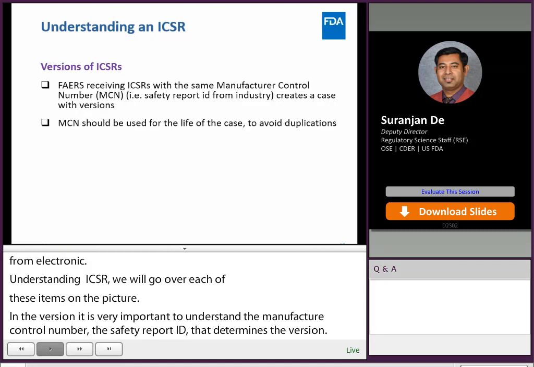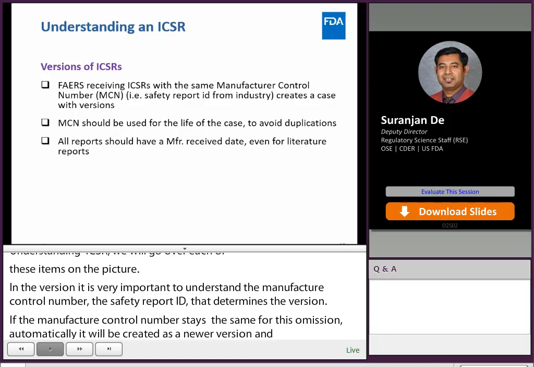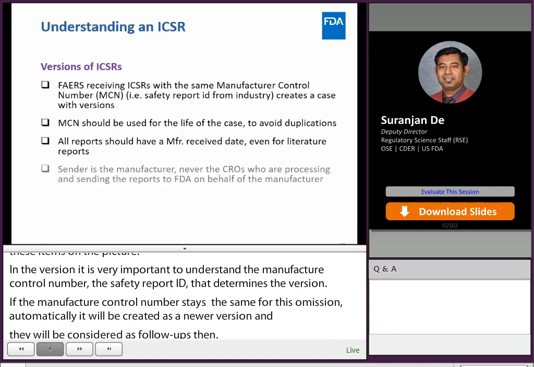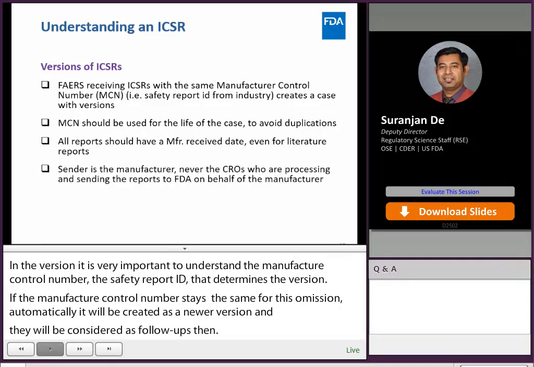The MCN should stay for the life of the case to avoid duplicates, and all reports must have the manufacturer receipt date, even for literature reports, and the manufacturer's name. The sender organization is very important. Even though a CRO is processing and sending these reports to FDA, they're doing that on behalf of the manufacturers.